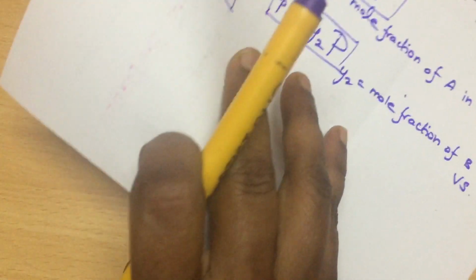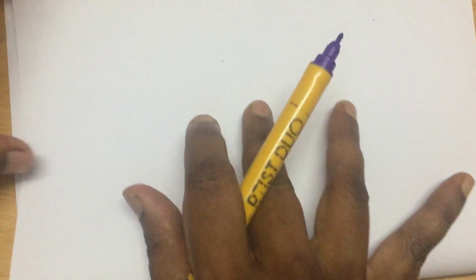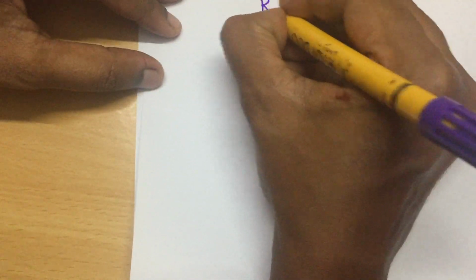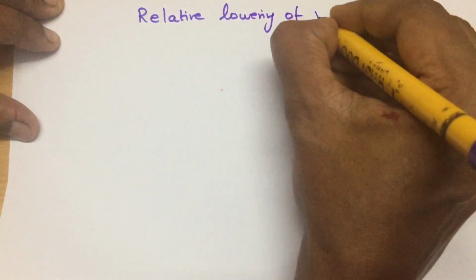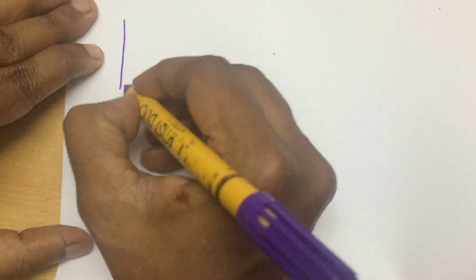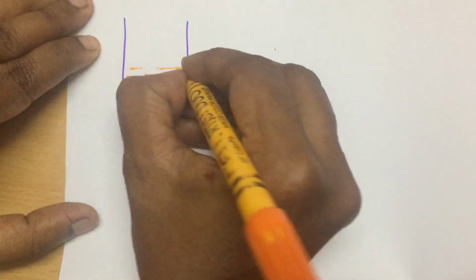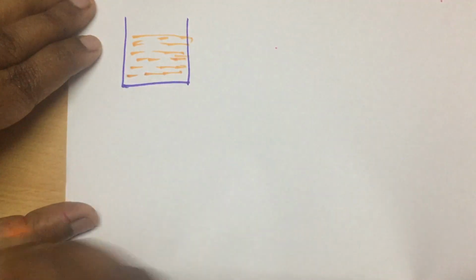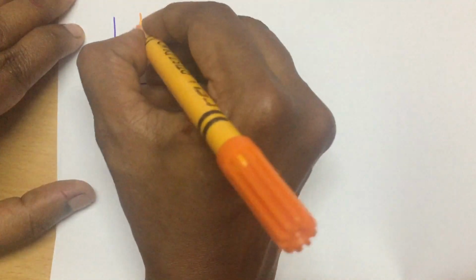So now let's move on to the relative lowering of vapor pressure. Okay, so listen. Now before I told you two volatile solvents, correct? ரெண்டு விதமான volatile solvents நான் சொன்னேன். இப்போ நான் என்ன சொல்ல போகிறேன் அப்படின்னா, take one solvent in the pure state. In the pure state, what will be the vapor pressure?